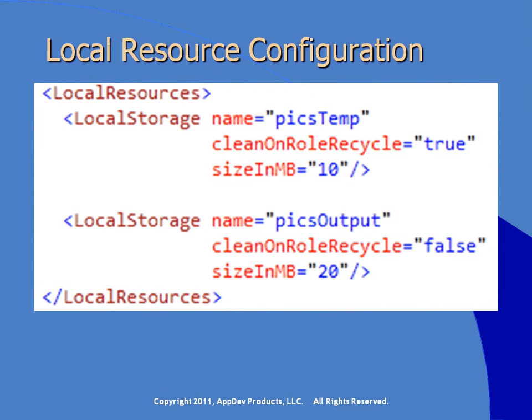Here's an example of creating a local storage by using the local storage element in the service configuration file and specifying a name, a size, and also the cleanOnRoleRecycle parameter, which specifies whether the local storage resource should be wiped clean when a role instance is recycled or whether it should be persisted across the role lifecycle. The default value for this option is true.